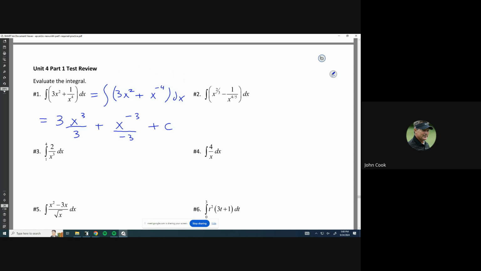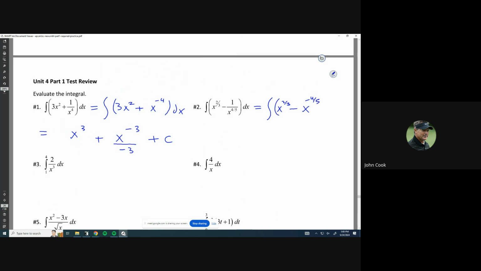But sometimes it's fun to simplify. And then the 3's here divide out. There you go, there's your integral. Number 2, similarly, just rewrite it first. Integral of x to the 2/3 minus x to the negative 4/5, and then dx.